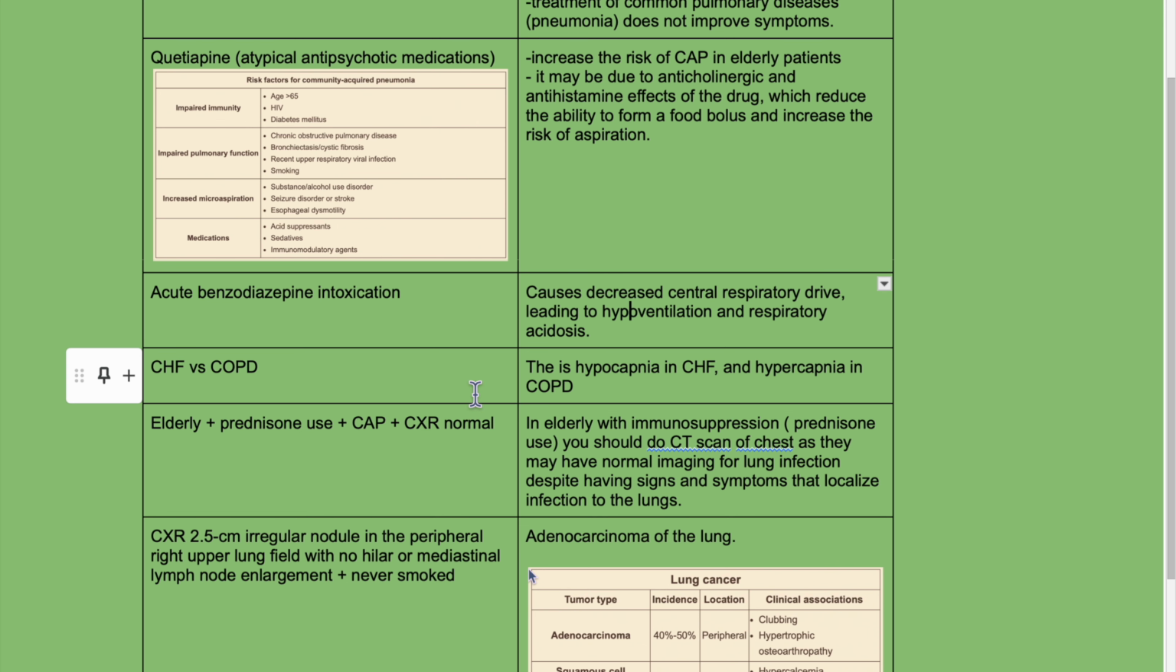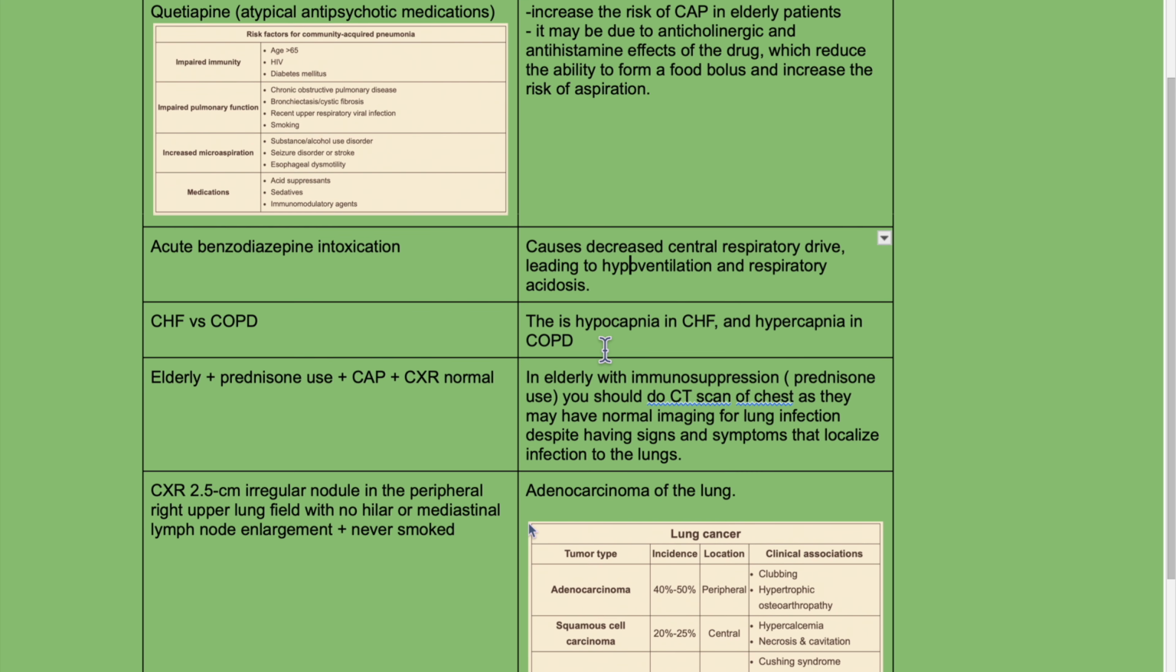CHF versus COPD. This is hypocapnia in CHF and hypercapnia in COPD. Okay, that's the difference. There is hypocapnia, decreased CO2 in CHF, and increased CO2 in COPD.